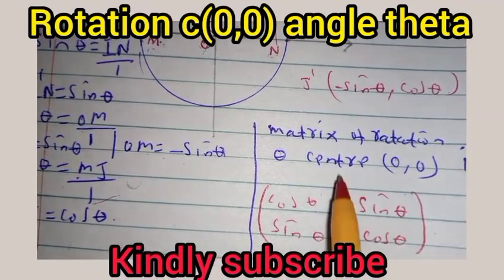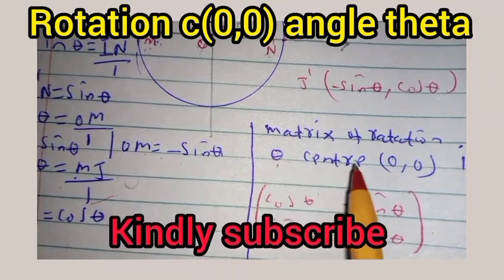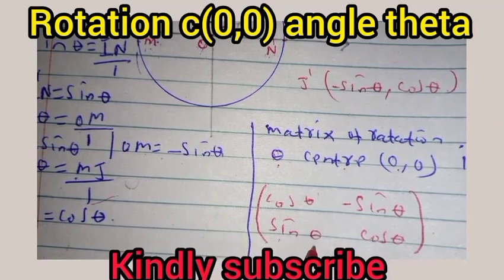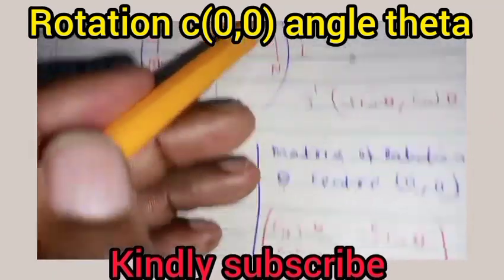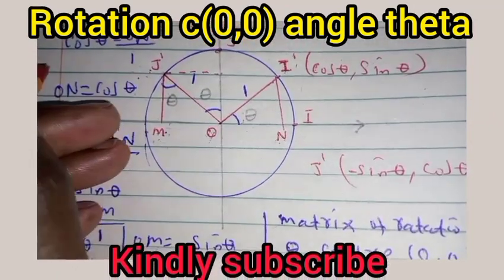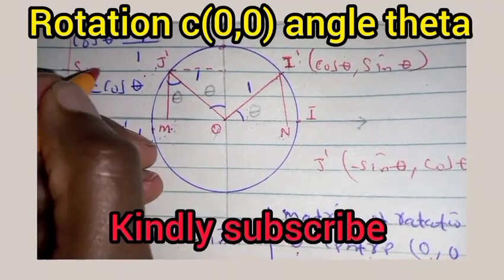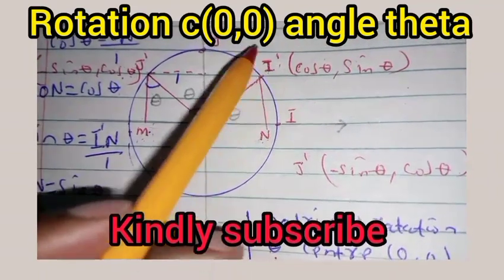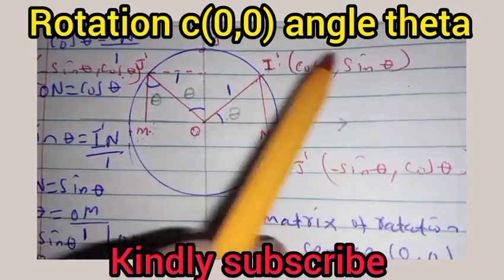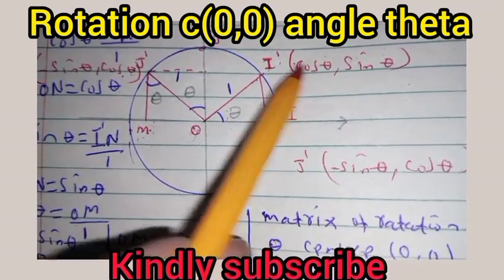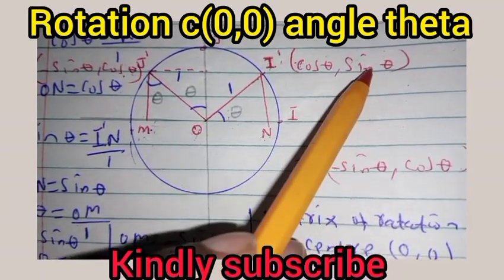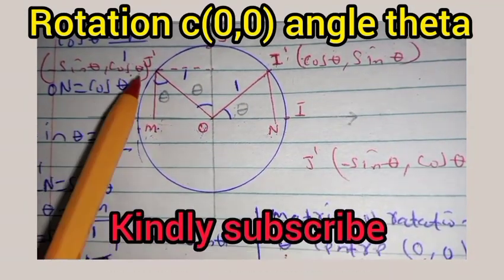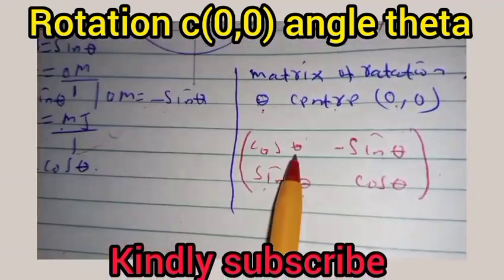That is the matrix of rotation of angle theta center 0, 0, given by cos theta, sine theta. This is for I, as we have found here. For j, we have found it to be negative sine theta, cos theta. That of I, you always write cos theta, sine theta, but you write in column form, followed by that of j prime, which is negative sine theta, cos theta, and you write them in column form as shown here.